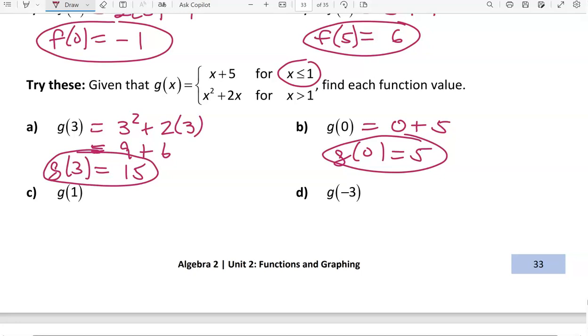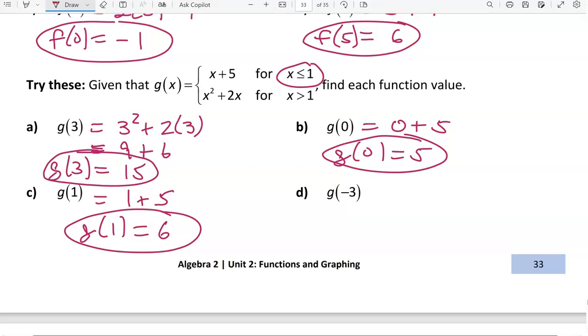Now try c. Pause the video while you do this. For this value, even though 1 is at the border of the two intervals, the first interval, x is less than or equal to 1, includes the number 1. So g of 1 is 1 plus 5, or g of 1 is 6.